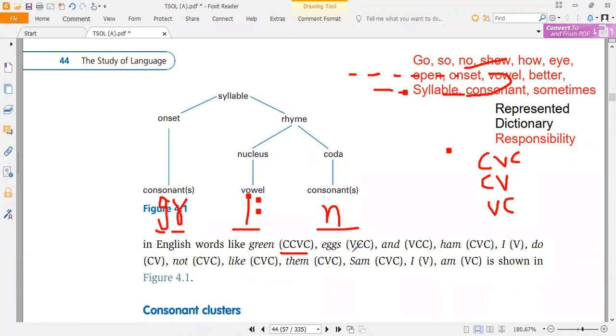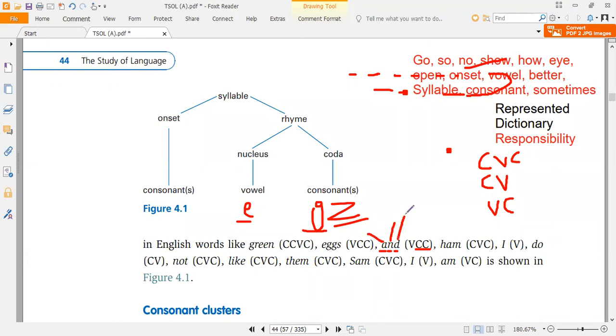We may have VCC, right? If you look at the word eggs, we have the vowel here, G here, and Z here. Eggs, G and Z. So it is VCC. Are you people getting me? Yes, sir. This "ant" is also VCC: vowel consonant, we have A, then N and then D. So this is V, this is C, and again we have C, right?